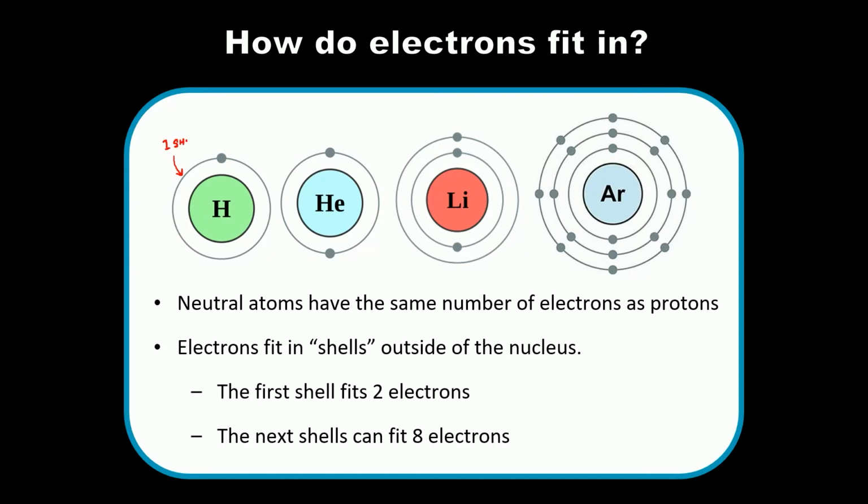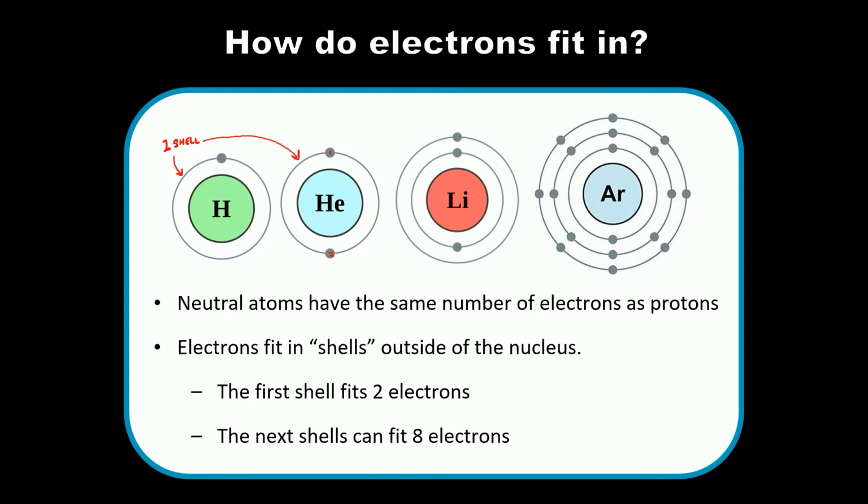So, starting with the simplest element, hydrogen. Hydrogen has 1 proton and 1 electron, so it only needs 1 electron shell to fit that electron in. Helium has 2 protons, and therefore it has 2 electrons, and it turns out that first electron shell can fit 2 electrons, so that's fine. Hydrogen and helium both only have 1 shell. But that shell is very small, and it can only fit those 2 electrons max.